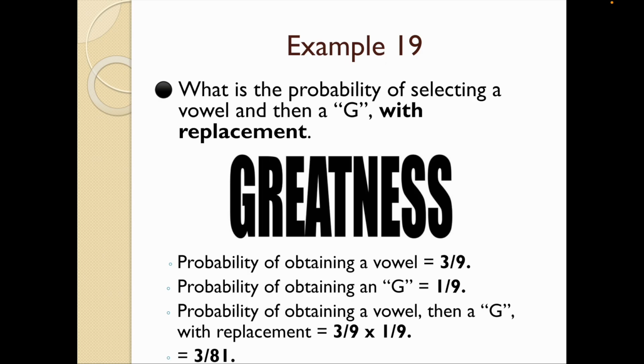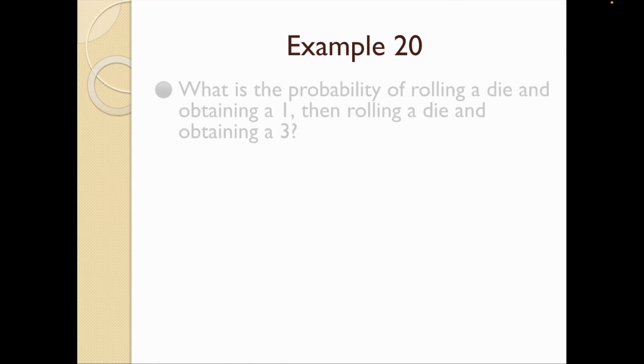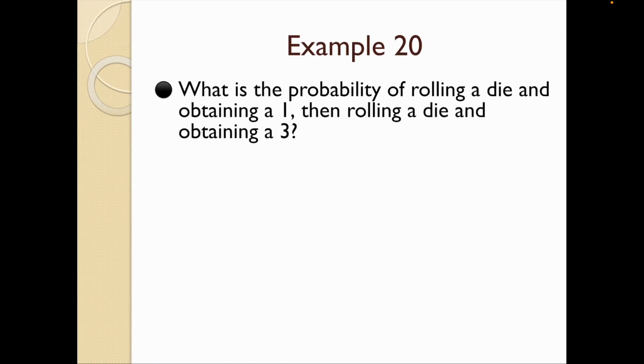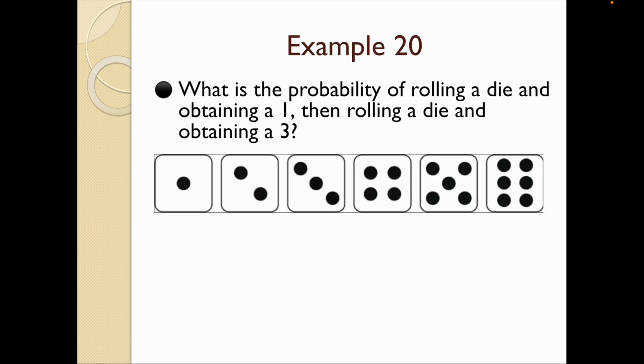All right. So this one here now. What is the probability of rolling a die and obtaining a 1, then rolling a die and obtaining a 3? 1 out of 6 and 3 out of 6. We got three trees in a die.